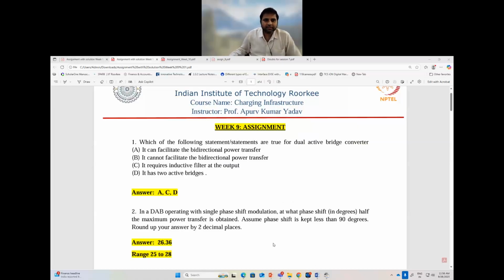So in the first question, which is the true statement: yes, it can facilitate bidirectional power transfer, correct. Then it requires inductive filtered output. This is wrong actually. So A and D is the only correct option. We will reevaluate the question for this one in week 9. So it is only A and D option which is correct.